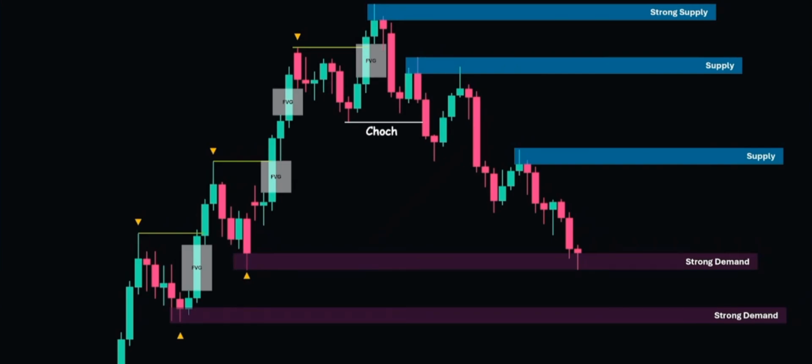Another supply zone forms and the price reaches the next unmitigated demand area ahead. This demand zone can be an area of interest for buyers to step back into the market. At this stage, there is a battle between buyers and sellers, and we need to wait and watch the price action to see who takes control. It is important to remember that we cannot control the market. What we can do is prepare ourselves for the different scenarios that may happen.